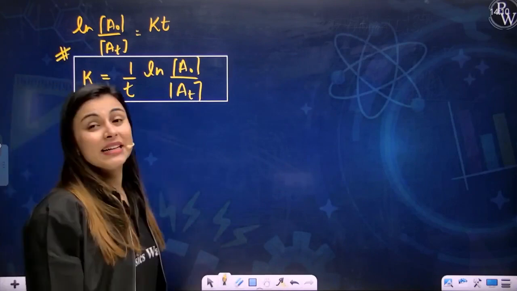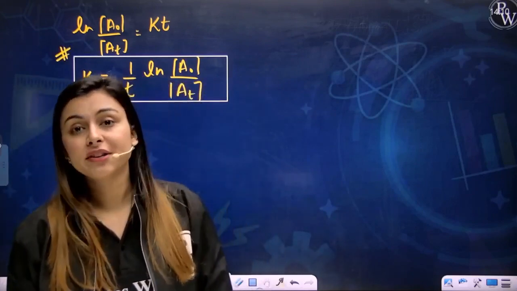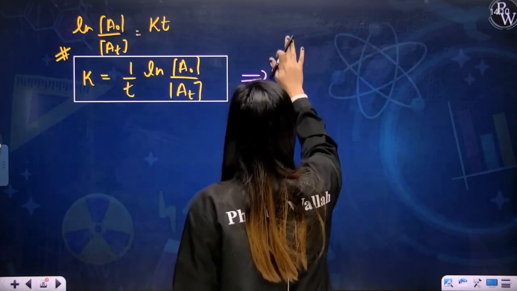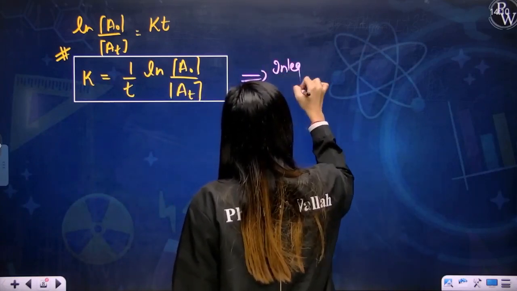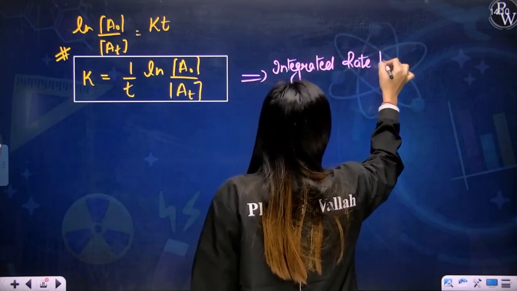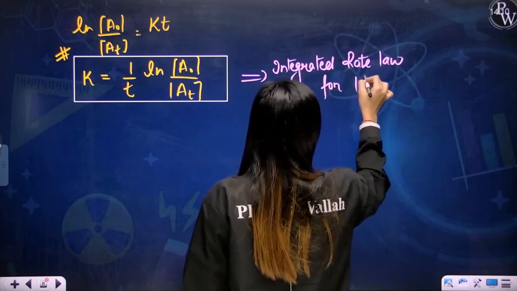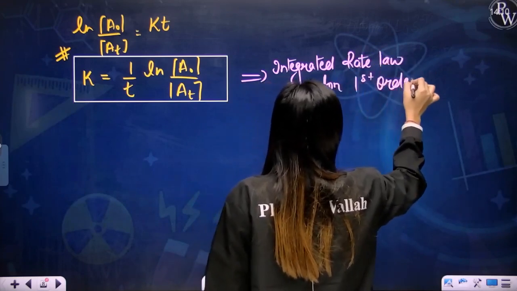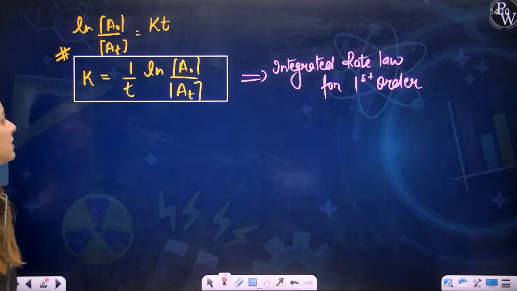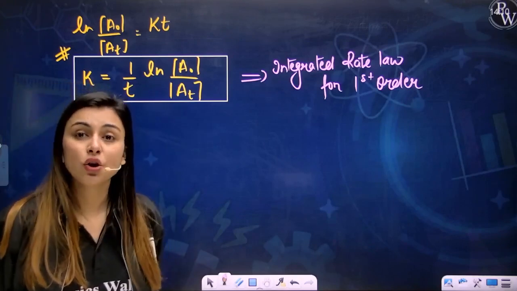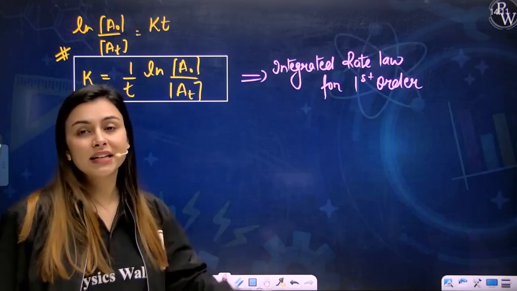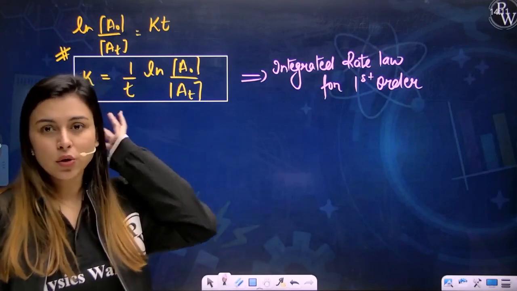And this is your integrated rate law for the first order reaction. So if you want to write it, you can write that this is the integrated rate law for first order. What is it? k is equal to 1 upon t ln of a naught upon at, where a naught is the initial concentration and at is the concentration of the reactant at time t. I hope you're clear with this.